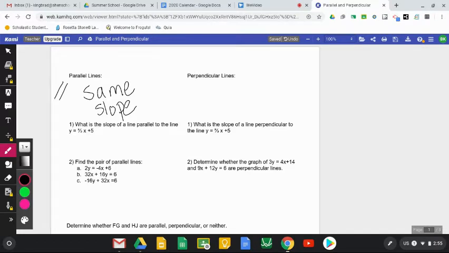So we'll look at these two examples on the left. What's the slope of a line parallel to y equals 2/3 x plus 5? Well, first we got to remember y equals mx plus b. M stands for slope, so that front number is going to be my slope. So my slope of this line is 2/3.